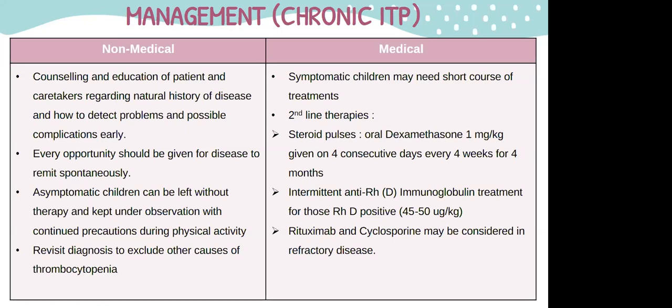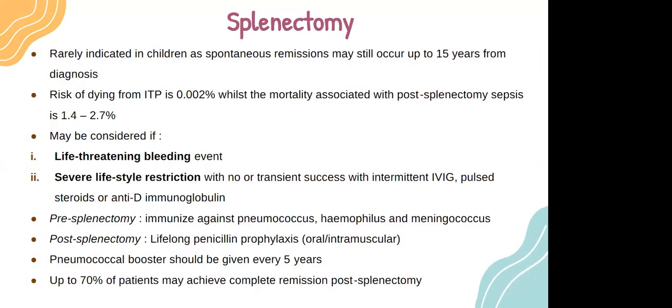Thank you, doctor. As for medical management, symptomatic children may need a short course of treatment, and second-line therapy such as steroid pulses or intermittent anti-RhD immunoglobulin can be given for chronic ITP patients. But rituximab and cyclosporine may be considered in refractory disease. Splenectomy is rarely indicated in children as spontaneous remission may still occur up to 15 years from the diagnosis.